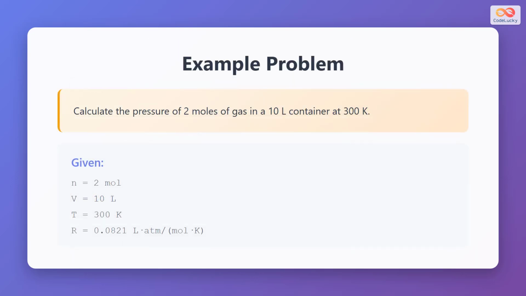Let's work through a practical example. Calculate the pressure of 2 moles of gas in a 10-liter container at 300 Kelvin. First, identify what we know. We have n equals 2 moles, V equals 10 liters, and T equals 300 Kelvin. We need to find the pressure P. Since we're using liters for volume, we'll use R equals 0.0821 liter atmospheres per mole Kelvin. Our answer will be in atmospheres. Now we're ready to substitute these values into the equation and calculate the pressure.